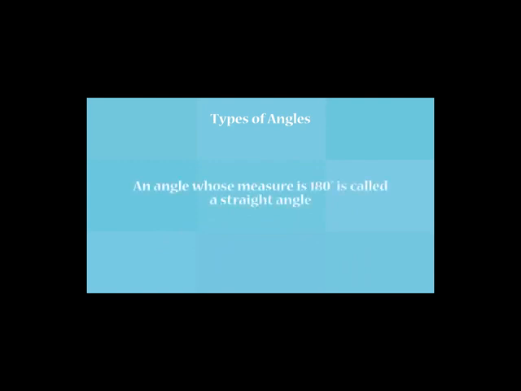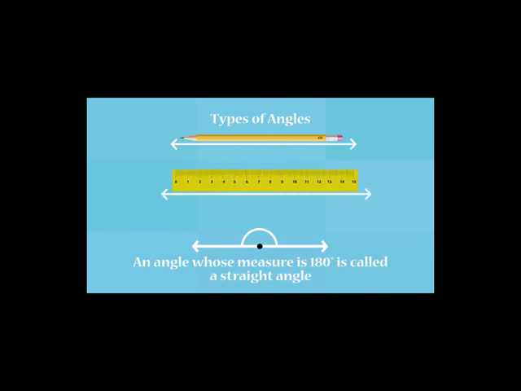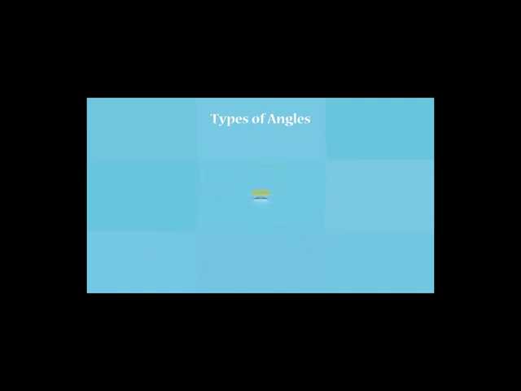An angle whose measure is 180 degrees is called a straight angle. When an angle makes exactly 180 degrees, that is called a straight angle. When two right angles form together, they make 180 degrees. A pencil, a scale, a book, all of these form a 180 degree angle. Everywhere there is some kind of angle existing, so we have to find out what kind of angle exists.